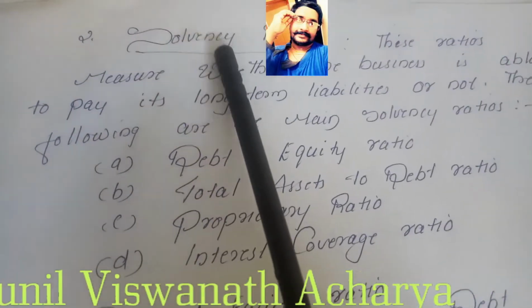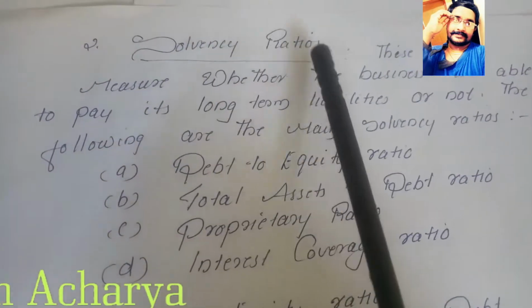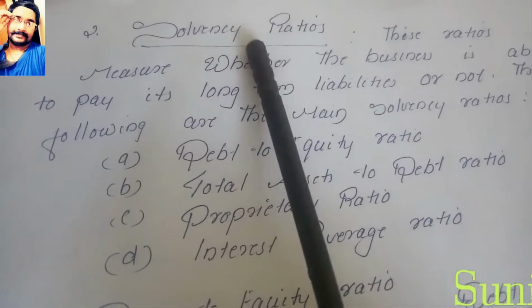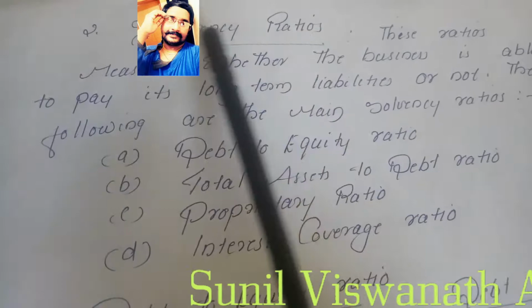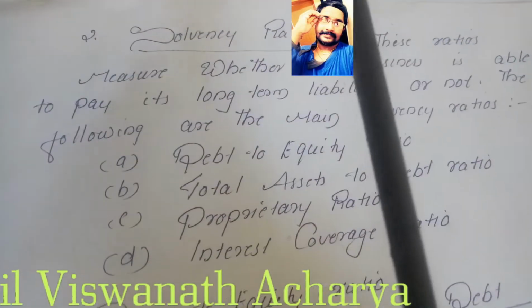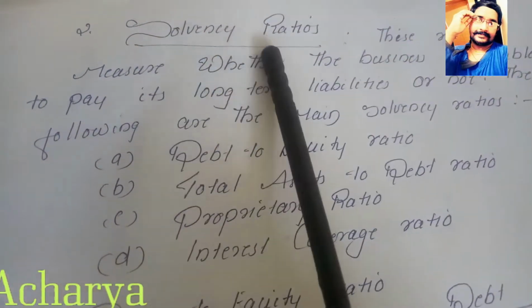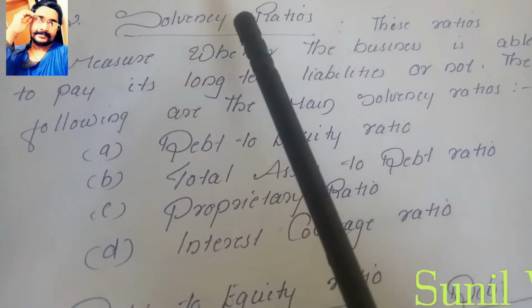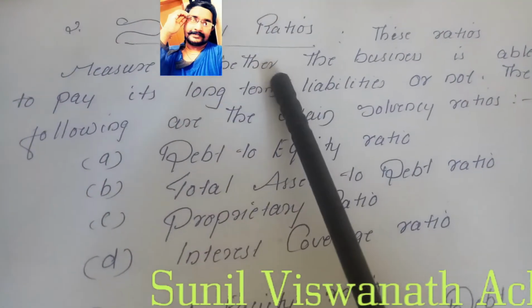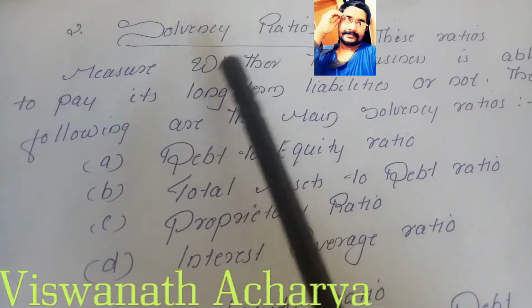Today we are going to discuss solvency ratio. The second classification of accounting ratios is solvency. First it was liquidity ratio, second is solvency ratio. So why are we calculating solvency ratio? Solvency here is related to long-term solvency.